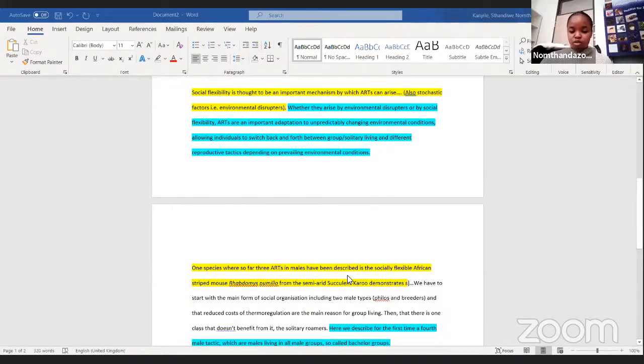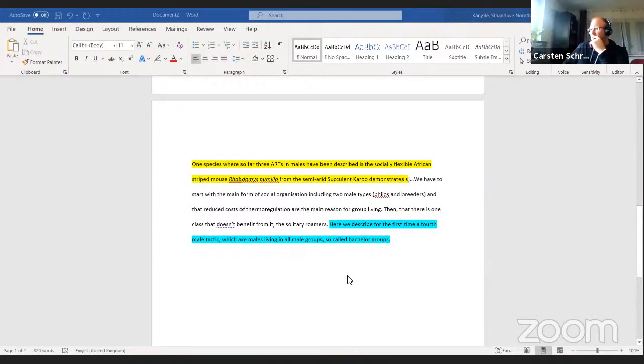So now I start to specifically focus on our model species. And I say that one species where arts have been described in males is a socially flexible African striped mouse. And in the terminator sentence, I'm talking also about arts arising by social flexibility or environmental disruptors. Good. Now I think that is good.